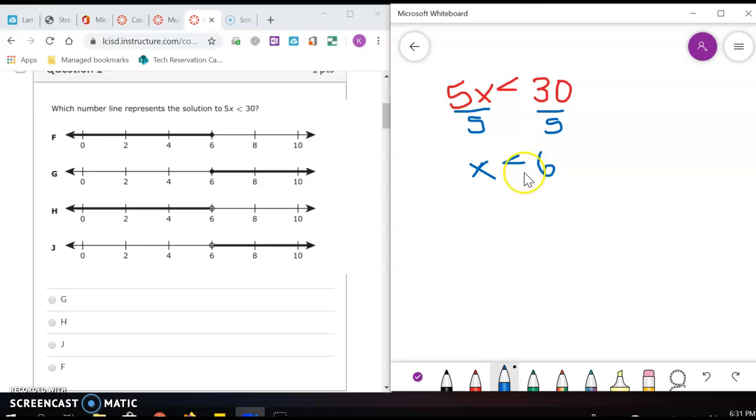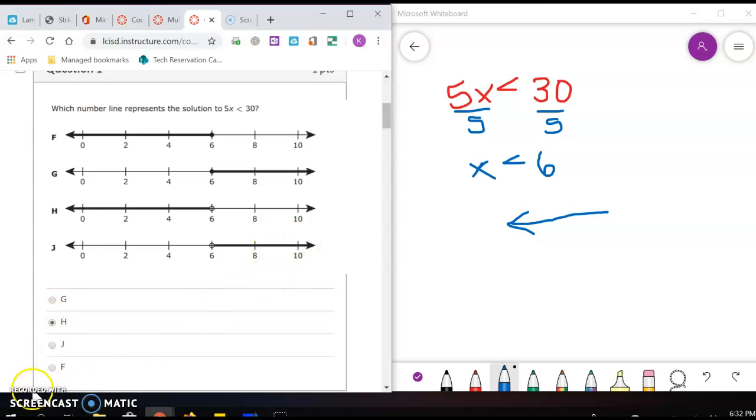And remember, we only flip the inequality sign if we multiply or divide by a negative number, which we did not in this case. And we've talked about in class, if you're unsure about the direction, just make your sign into an arrow. So now that we know it's between H and J, it should be easy to see that it is choice H for this one.